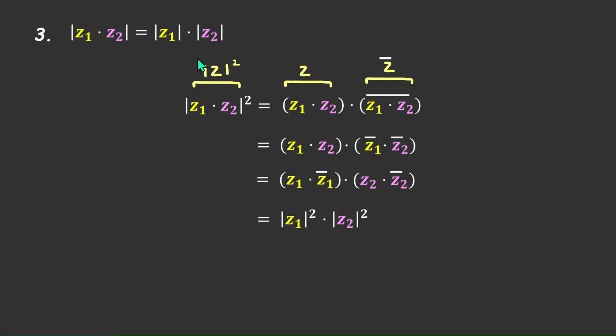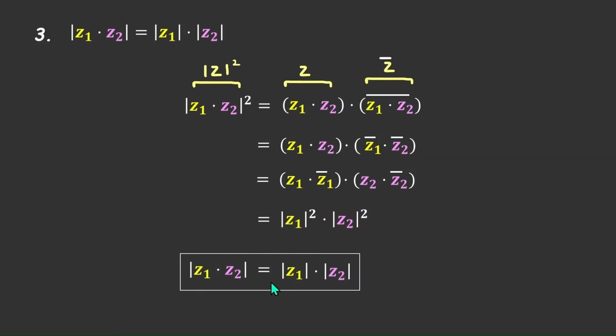So from the LHS, we got the RHS, and so this is proved. Mod of Z1 into Z2 is equal to mod of Z1 into mod of Z2. So these are the main three theorems about modulus. Now let's see some properties based on it.